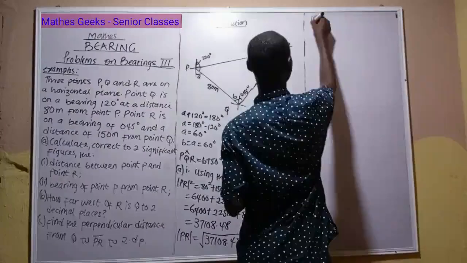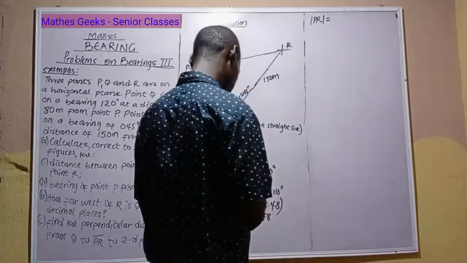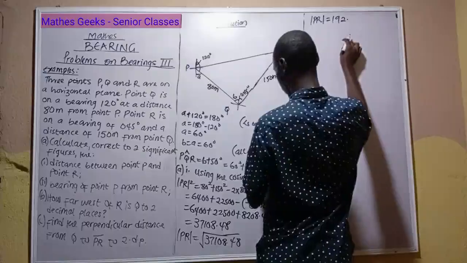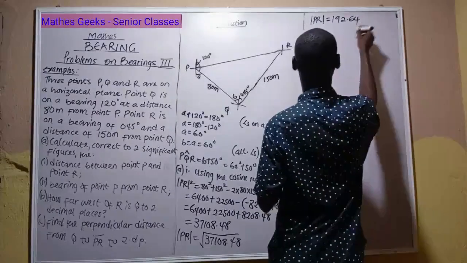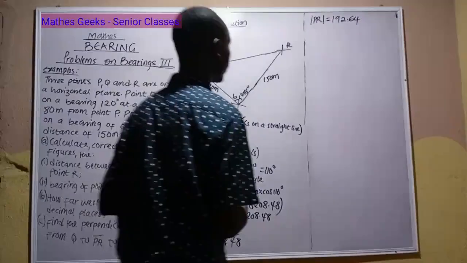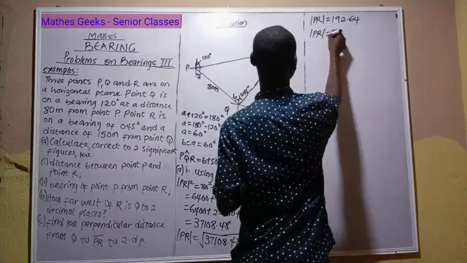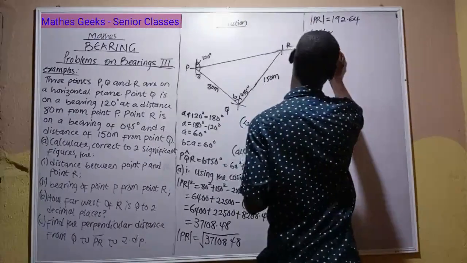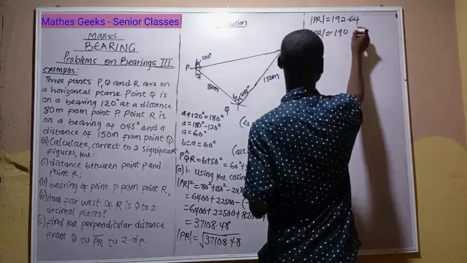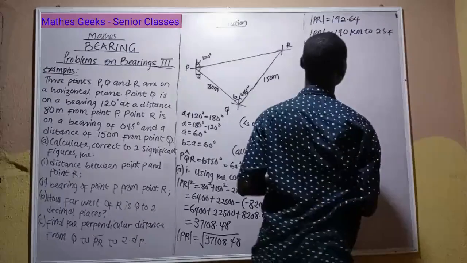Line PR is equal to 192.64. We have to correct our answers to two significant figures. So line PR, approximately to two significant figures, was 190 kilometers.